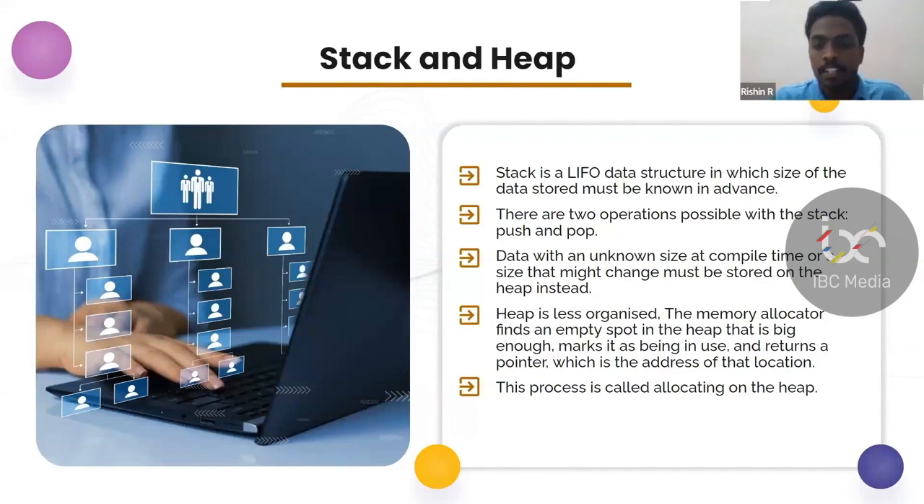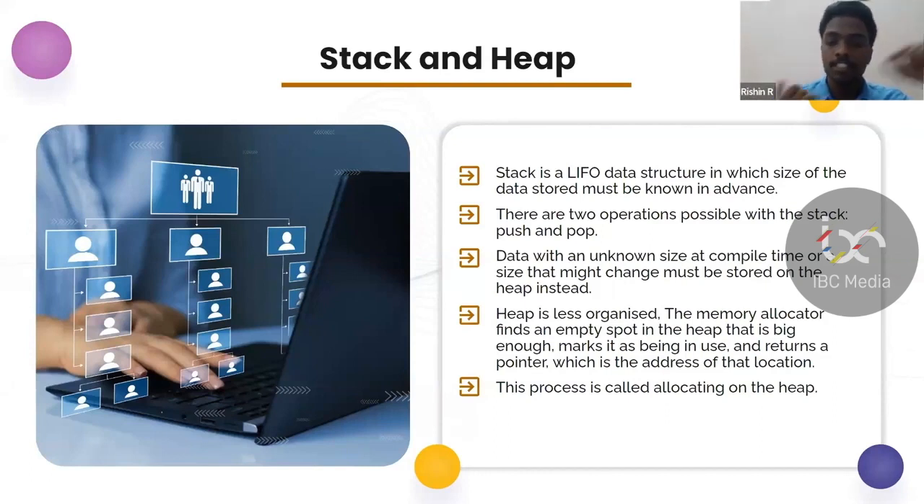Okay. Now, data with unknown size at compile time or size that might change must be stored on the heap. Now, this is the case. Okay. So we have two different kinds of data types. Now, the one whose size is actually known at compile time. So the good examples are I32, F64, F32. We actually know, like, okay, this is going to be 32-bit. So we can allocate the required amount of space during the compile time.